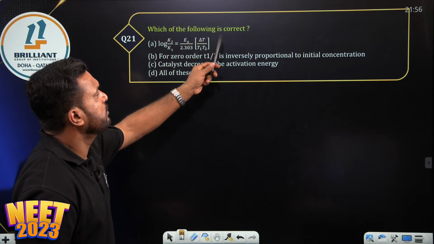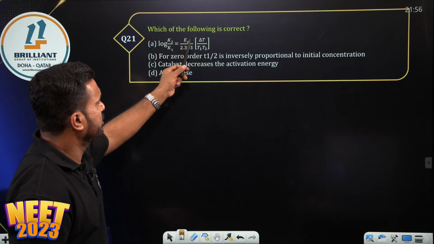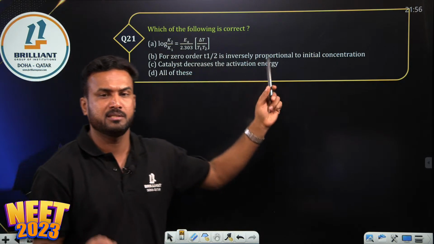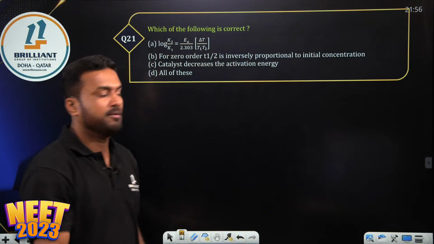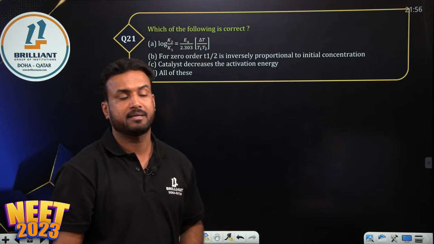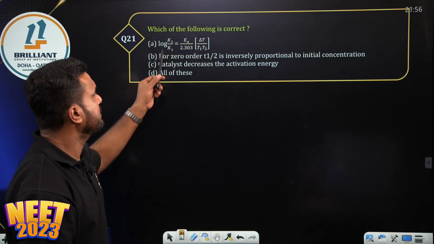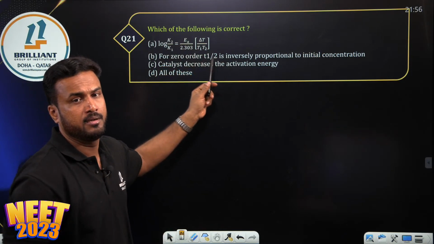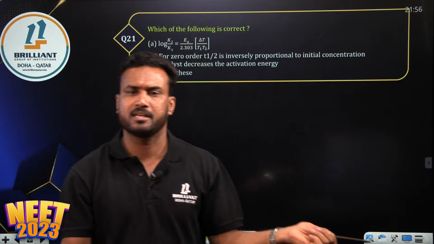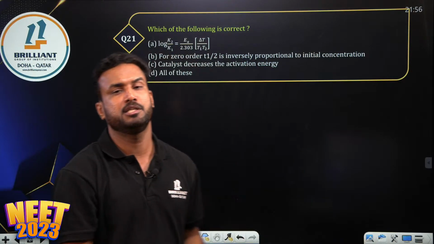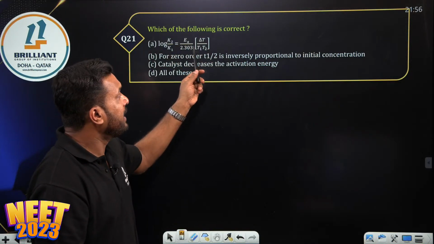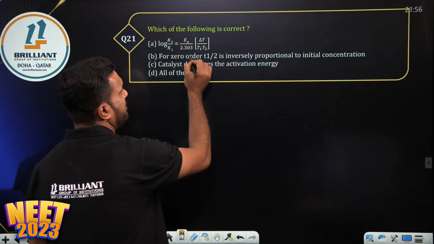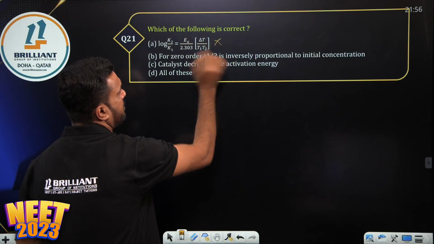So which of the following is correct? Log k2 by k1 is equal to EA divided by 2.303 into delta t divided by t1 t2. Is that equation correct? One factor is missing. Everything else is correct: log k2 by k1 equals EA divided by 2.303, R should be there. R into delta t, which is t2 minus t1, divided by t1 t2, no issue. So R is missing, so it is not correct. If R is there, then we can say it is correct. This is the wrong one.